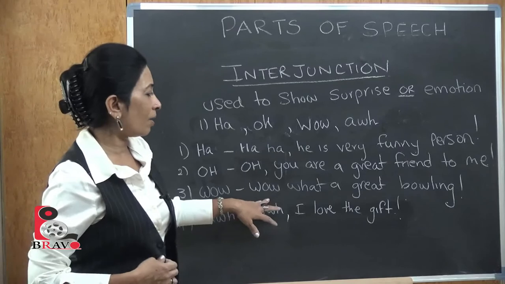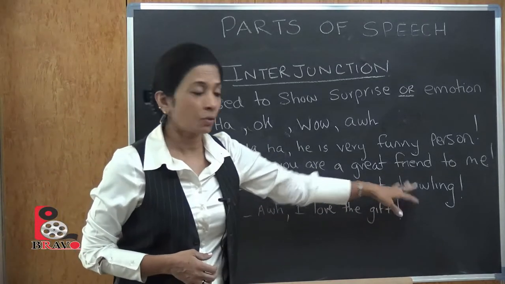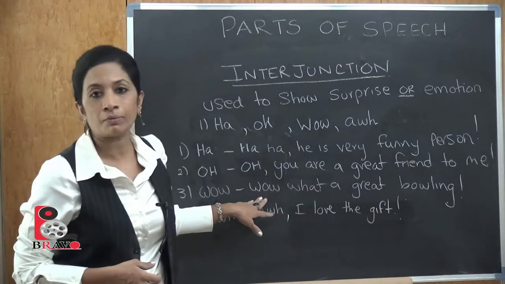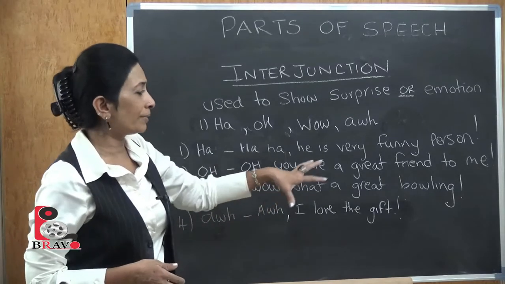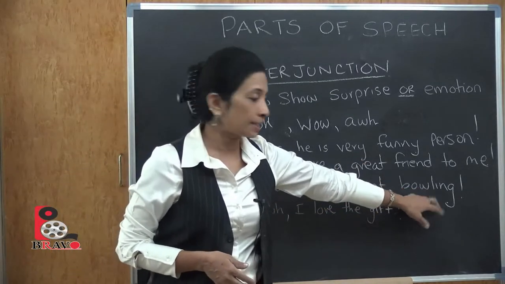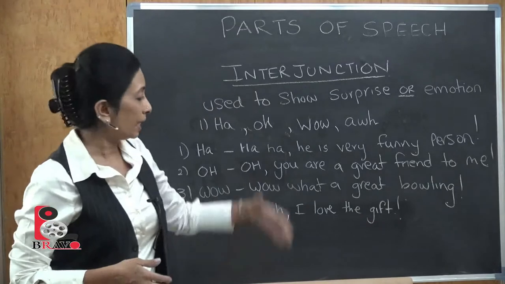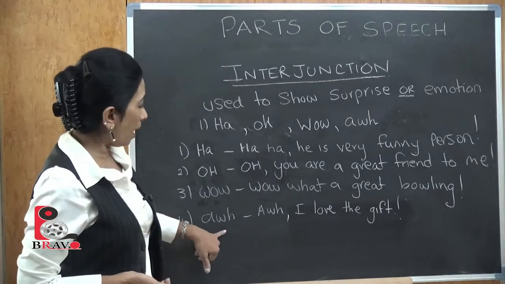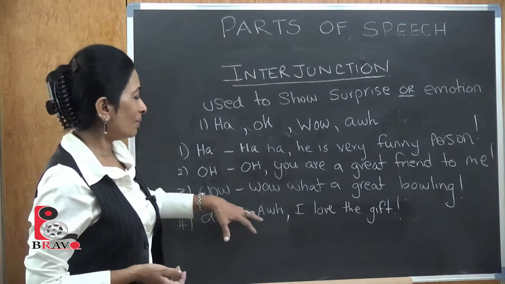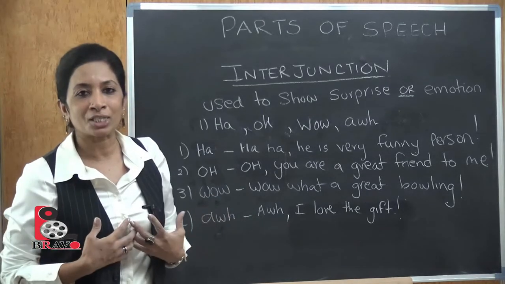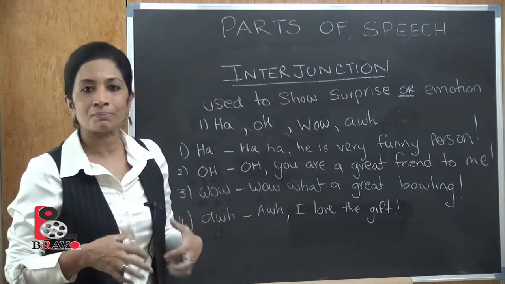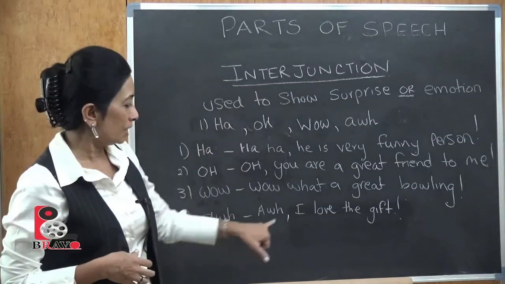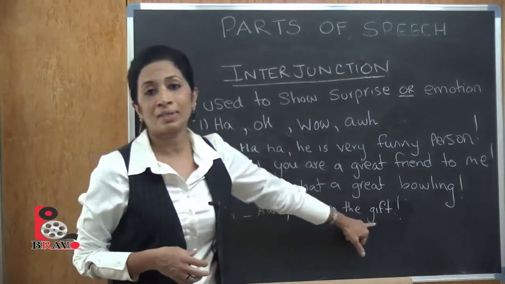So you can say, wow, what a great bowling. We usually use this, definitely, when we are watching a match: wow, what a great bowling. Again, if you are using it in a sentence, it will finish with an exclamation mark. If you are speaking to the person, it will come with emotion. Fourth one, ow. When somebody gives you a gift and you're so touched, again the emotion is used here in the interjection. So you say, ow, I love the gift.